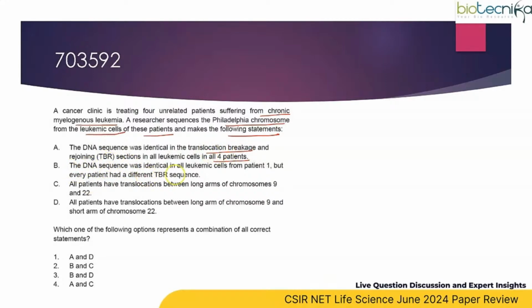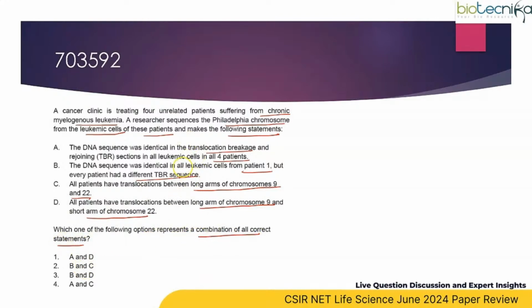B. The DNA sequence was identical in all leukemic cells from patient 1, but every patient had a different TBR sequence. C. All patients have translocations between long arms of chromosome 9 and 22. D. All patients have translocations between the long arm of chromosome 9 and the short arm of chromosome 22. So which one of the following options represents a combination of all correct statements?